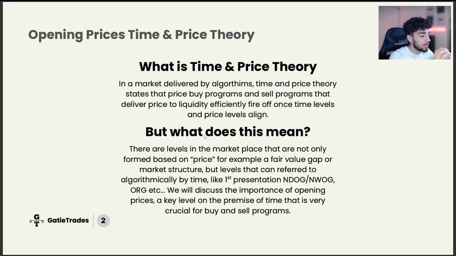But there are also levels that are algorithmically printed and in reference to time. For example, previous day's high or low. That's not just a swing high. That is a swing high at the specific time point of the previous daily range, the highest high of yesterday, that time component. Other examples are first presentation fair value gap, new day opening gaps, new week opening gaps, and opening range gaps. And we're going to discuss one of the most important concepts, and that is the opening price. This is a key level on the premise of time that is very crucial for buy and sell programs.